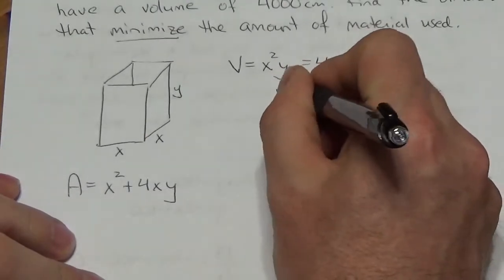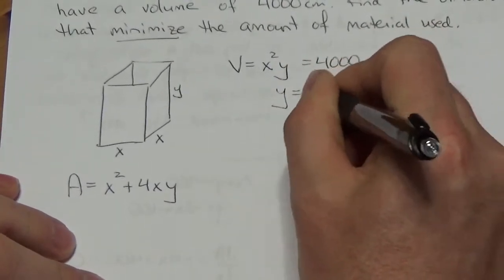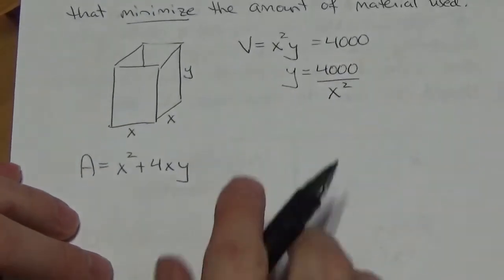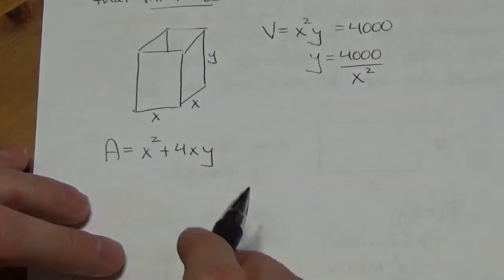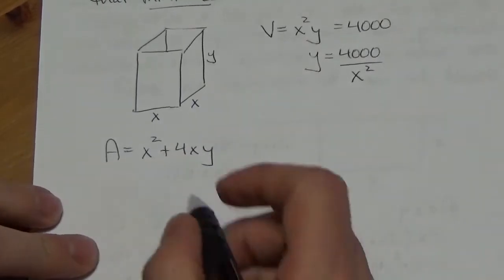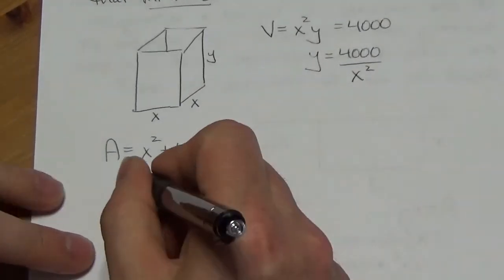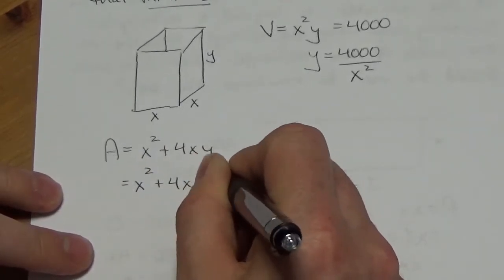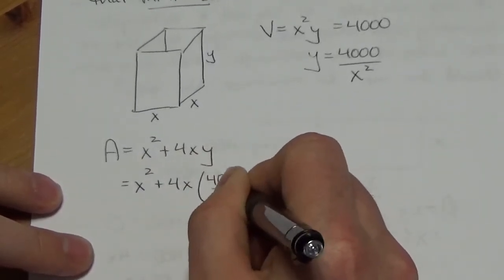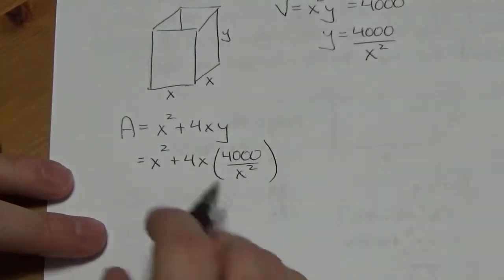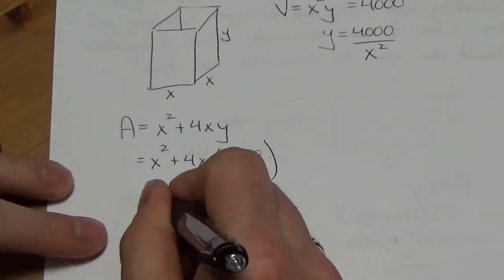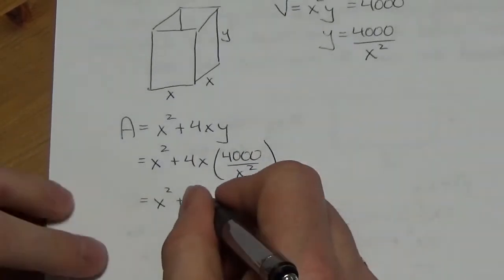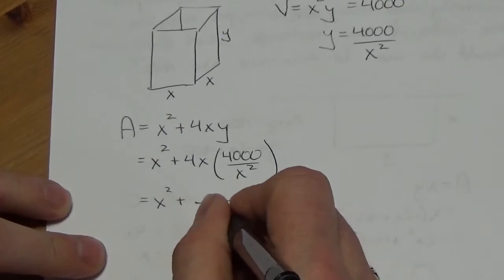In this case, it's probably the smartest thing to isolate the y. And granted, you're putting an x squared there, but the y only shows up once, so I only have to do that one substitution. So I'm going to get x squared plus 4x, and I get 4,000 over x squared. I'll do a little bit of simplification here. I get x squared plus, well, I've got an x divided by an x squared there. So I'm going to get an x in the denominator.